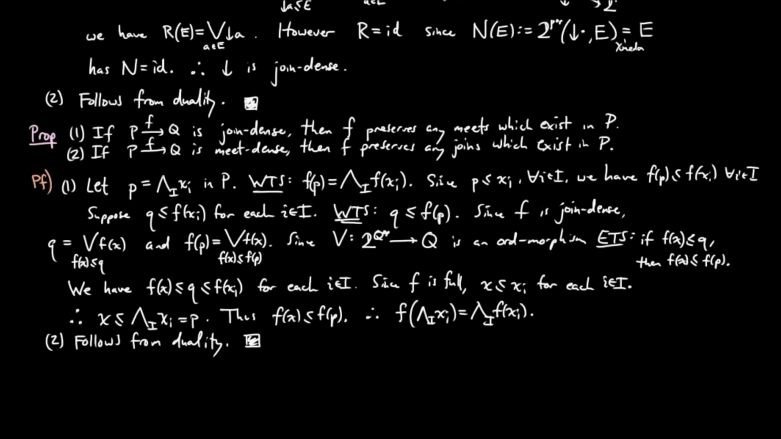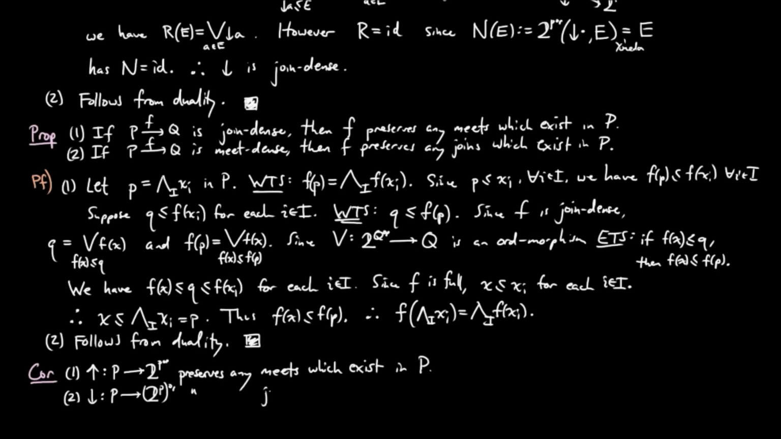Then as a corollary, we have the up segment functor preserving any meets which exist, and the down segment functor preserving any joins which exist.